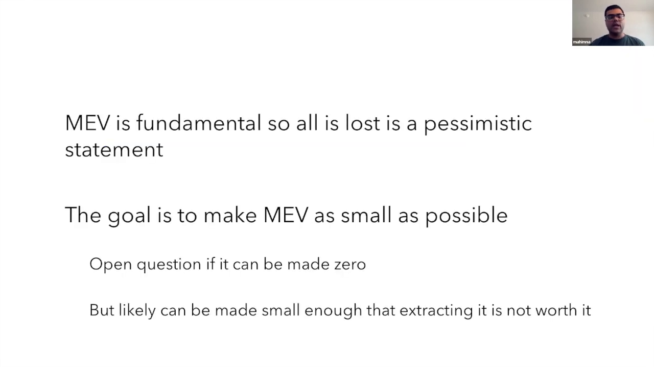Another thing I'd like to point out is Phil said that MEV is fundamental, so all is lost. And I personally think that this is a very pessimistic statement. Yes, the goal is to make MEV as small as possible. It is an open question to see if MEV can be made zero, but likely it can be made small enough that extracting it is not worth it. And this is a world that would be great to live in, because even if there exists some MEV in the world, which might always exist due to composition, if it's not worth the money required to extract it, then it doesn't make sense to extract it and it will be left on the table, as opposed to what Phil was saying.